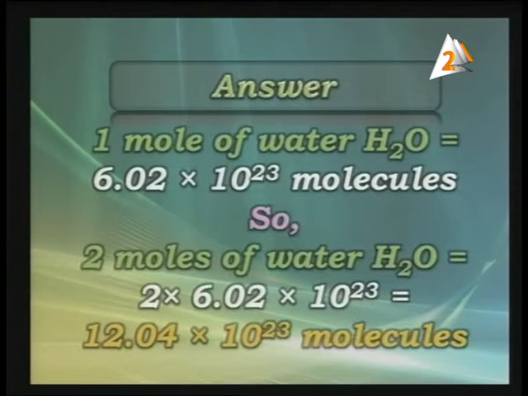So how many molecules are in 1 mole of water? It equals Avogadro's number, 6.02 times 10 power of 23 molecules. So 2 moles of water, H2O, equals 2 times Avogadro's number, 6.02 times 10 power of 23, equals 12.04 times 10 power of 23 molecules.